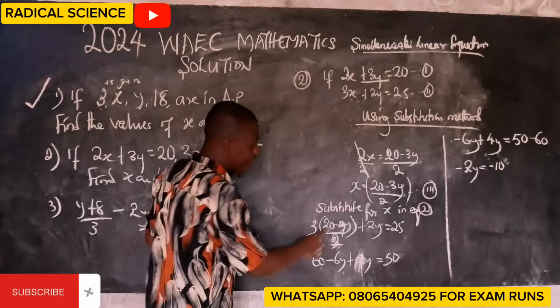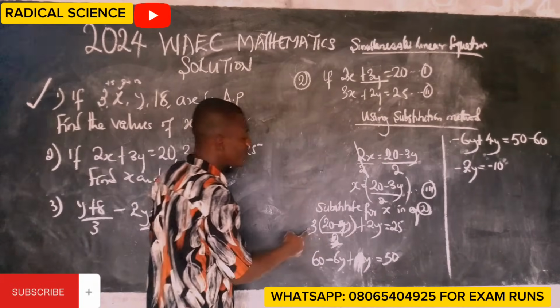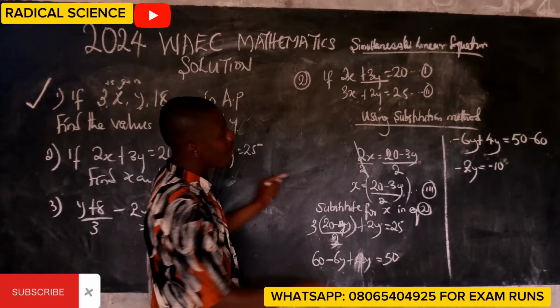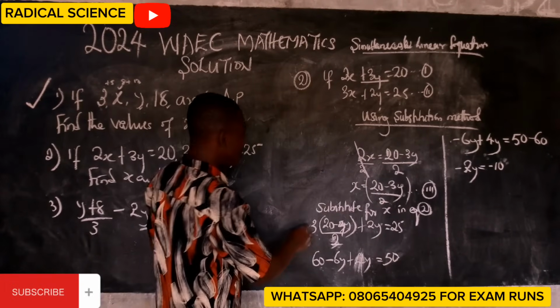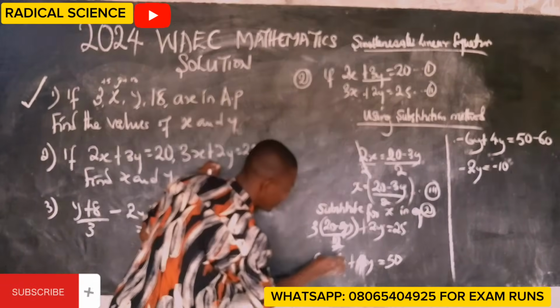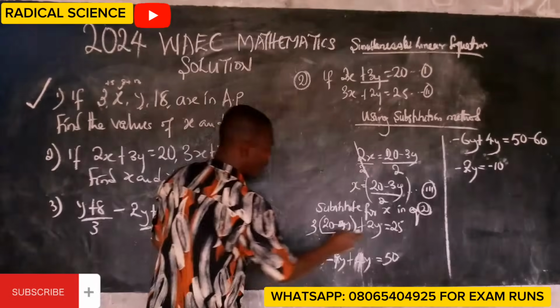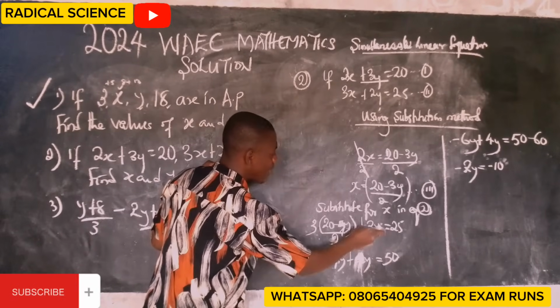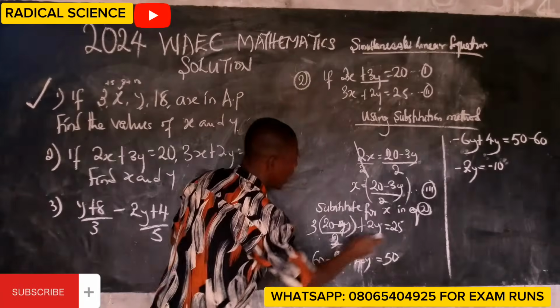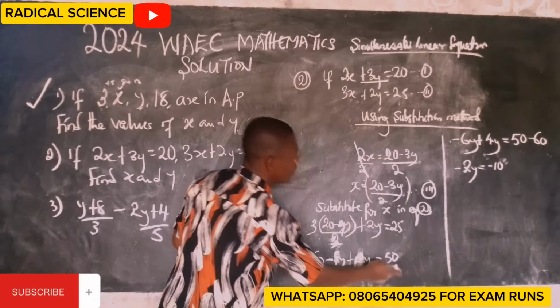3 times 20 is 60. 3 times 3y, remember, look at the value, is 9y. 9y plus 2 times 2y is 4y. And 2 times 25 is 50.